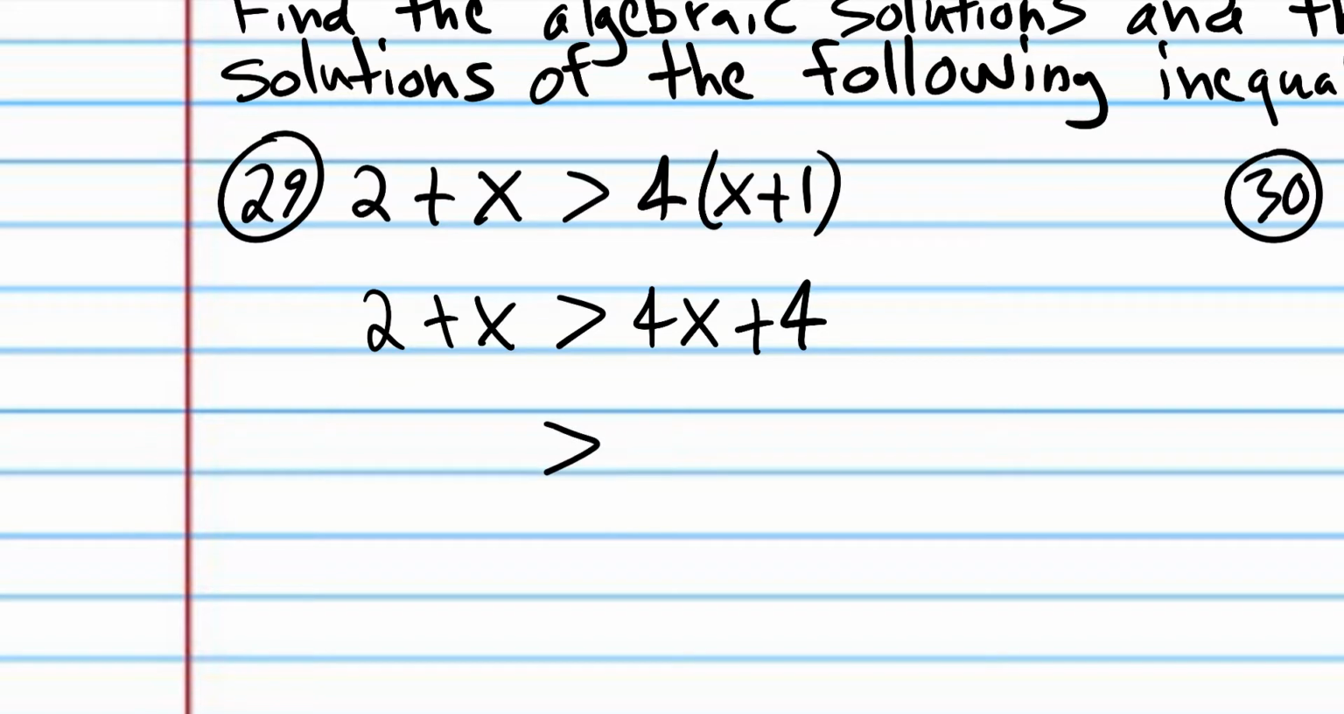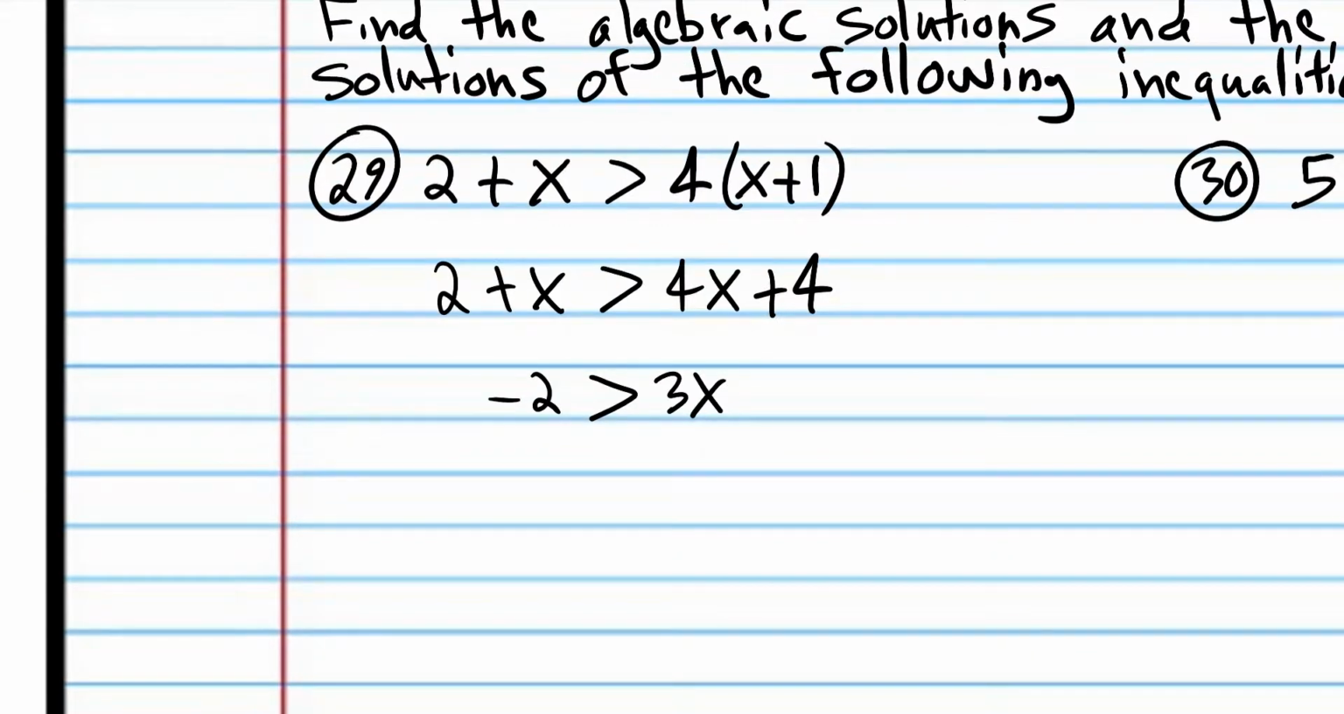Now subtract x from both sides and subtract 4 from both sides, and divide both sides by 3, and we get x is, well, remember, we have to read left to right, so -2/3 is greater than x. That is the algebraic solution.